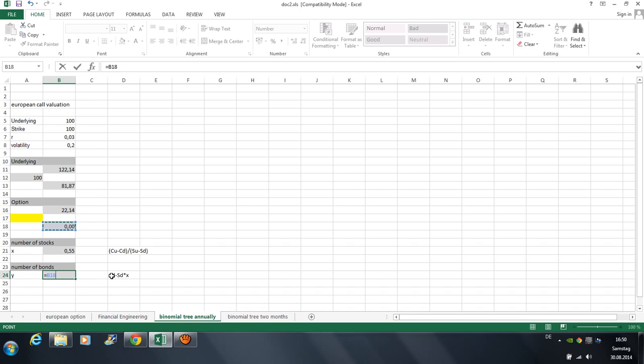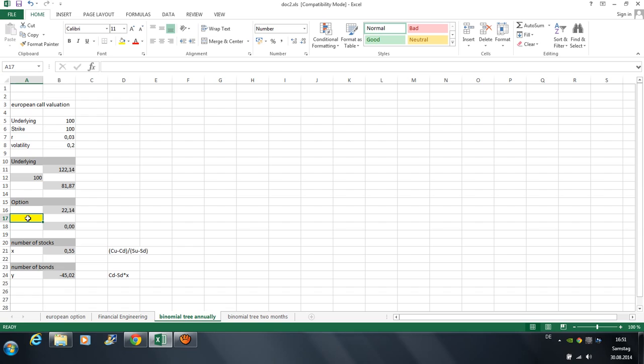And the number of bonds you can see here is equals the call option in case the underlying falls, so it's down, minus the stock price if it's down, SD, times the number of stocks we bought, which is 0.55. Okay, and press enter. Here we got the value of the bond. As I said, it's a minus because we are shorting the bond here.